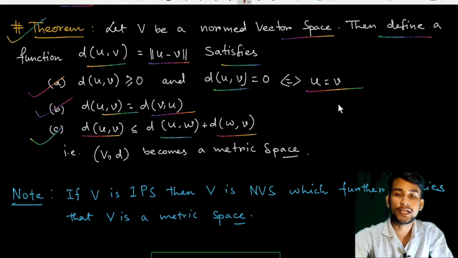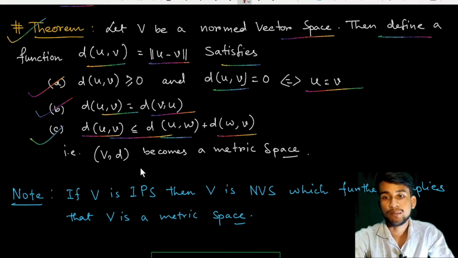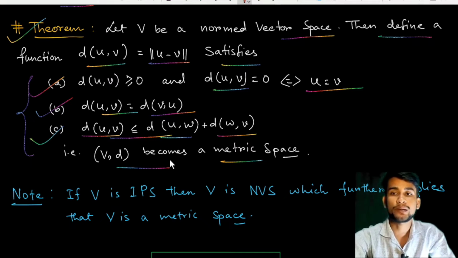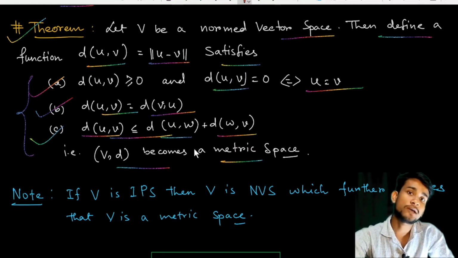That is, if we take any vector in between u and v, then this satisfies the triangle inequality property. So this d becomes a metric when it satisfies these three main properties of a metric, we all know that. Therefore a norm vector space is also a metric space.